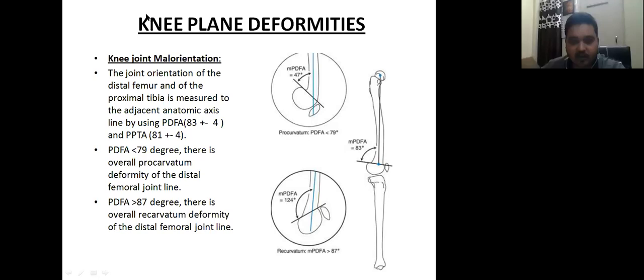Then, as earlier, we have to rule out knee plane deformity, like any deformity arising from the distal femoral condyle or the proximal tibial plateau. I'll cover it in short.